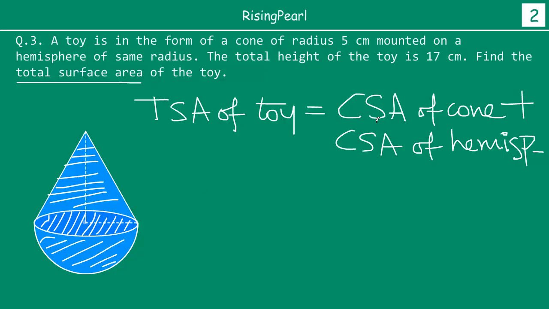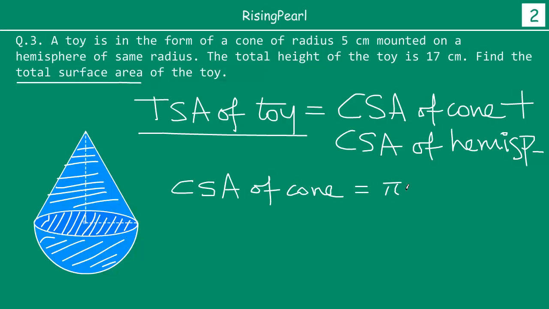So now that we have established what the total surface area of the toy is, which is basically the sum of these two, we need to calculate the individual values. The formula for the curved surface area of a cone is pi r L. Now what is L? L is this curved length. It is called the slant height.